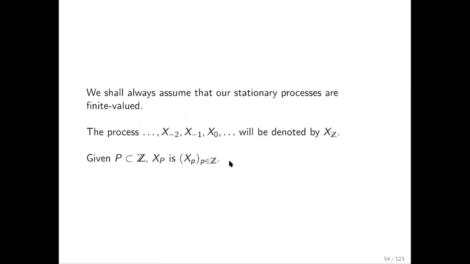So we shall always assume that our stationary processes are finite valued. In our example, when we were looking at irrational rotations, our symbols were 0 and 1. We'll denote this by X_Z. This is the entire process. And if we restrict to a subset P, then we'll write it as X_P.